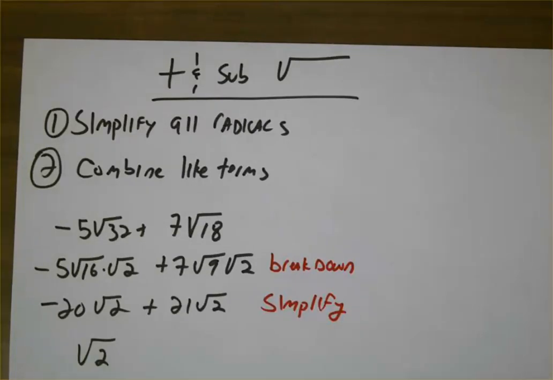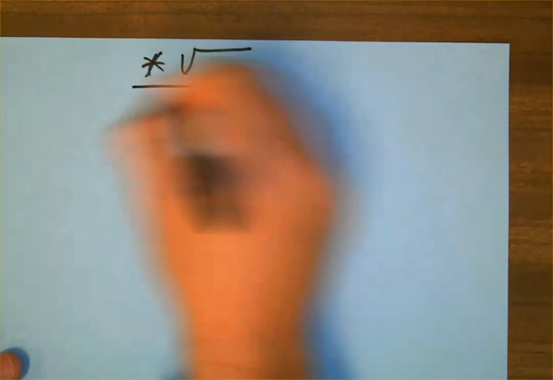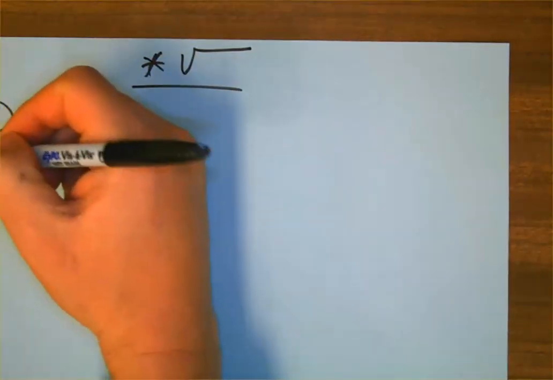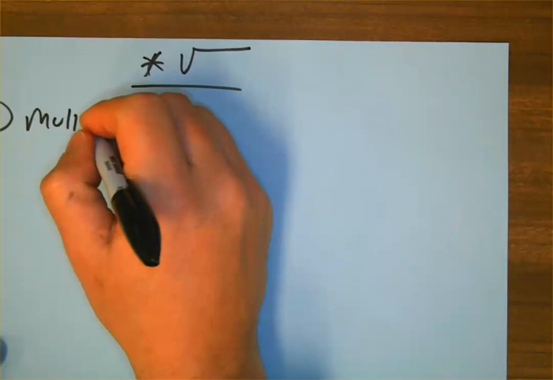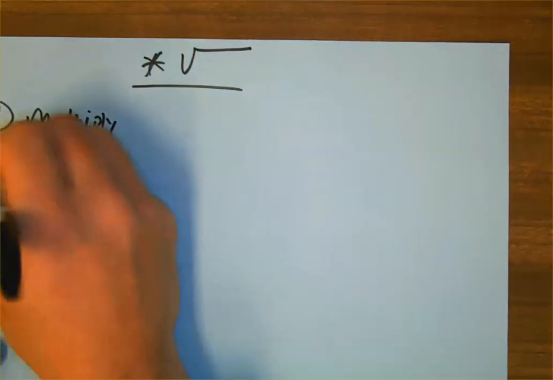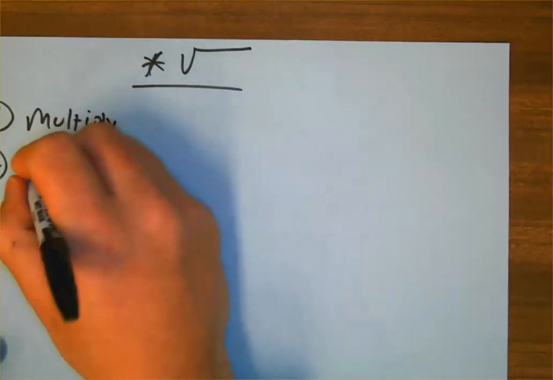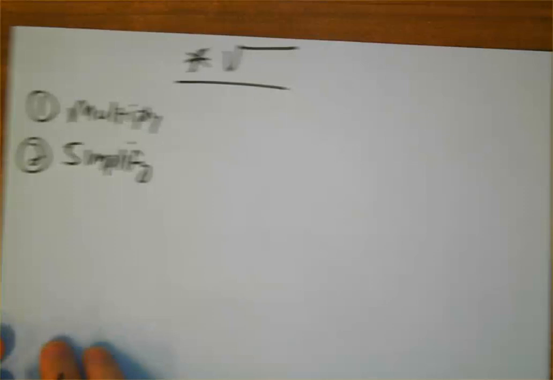All right, multiplying radicals. Multiplying radicals is real easy too. How do you multiply radicals? That's a simple process. Step one, multiply. Step two, simplify.